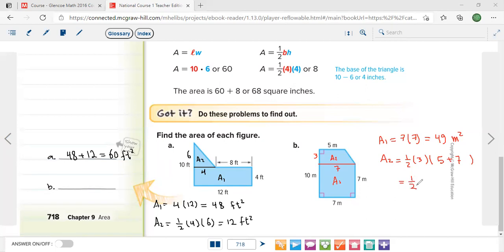So this is like half multiplied by 3 multiplied by 5 plus 7, which is 12. 3 by 12 is 36, and half of 36 is 18 meters squared. So the area of figure B is like 49 plus 18, and this will give you 67. Sorry, not feet. It's meter, so meter squared.